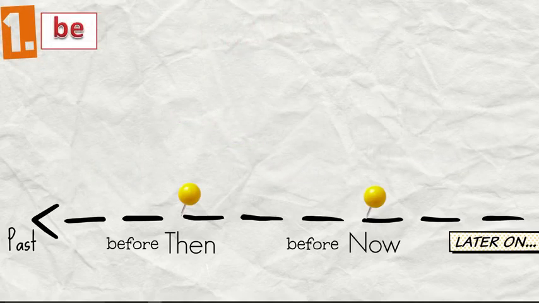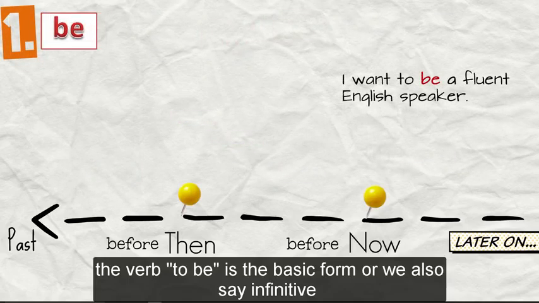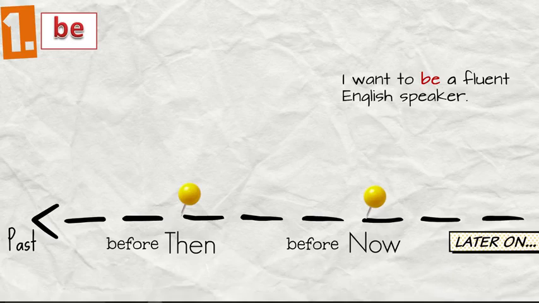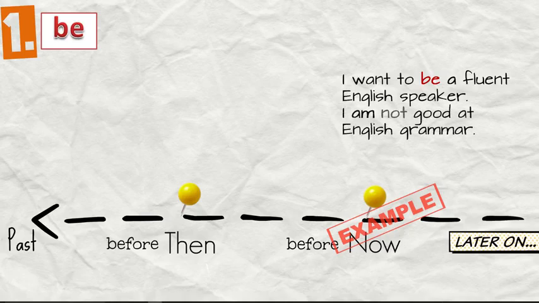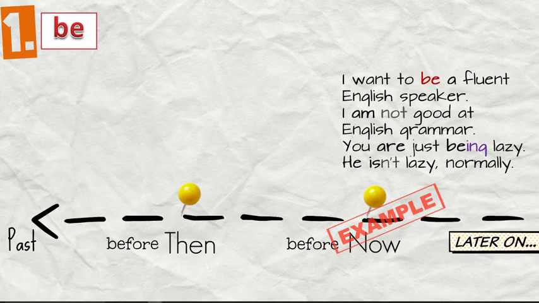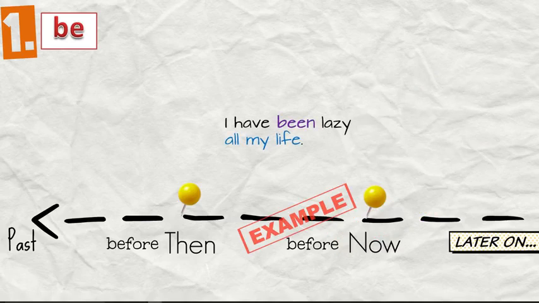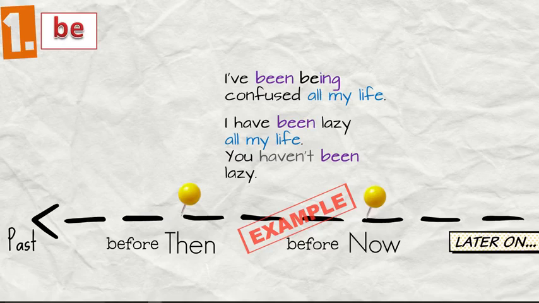I want to be a fluent English speaker, so the verb to be is the basic form, or we also say infinitive, but let's not talk about the grammar here. Alright, I am not good at English grammar. You are just being lazy. He isn't lazy, normally. Alright, then we have I have been lazy all my life. You haven't been lazy. I've been being confused all my life.